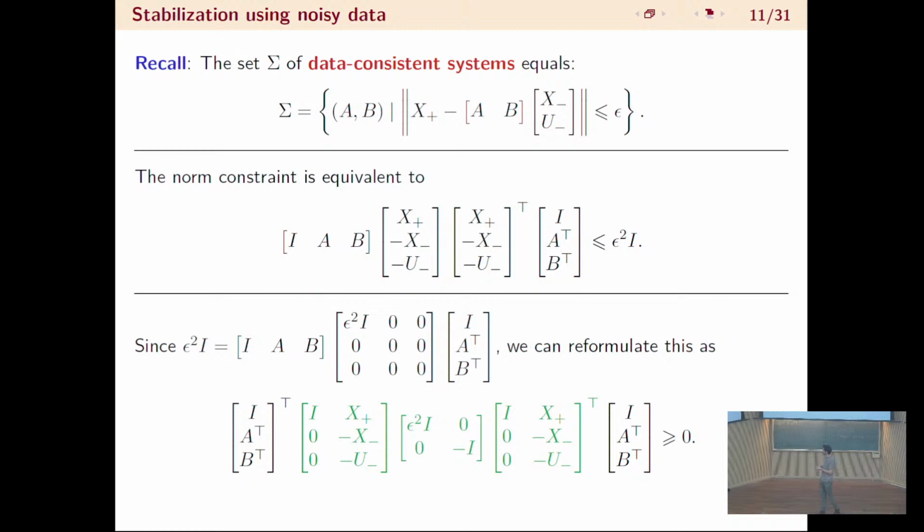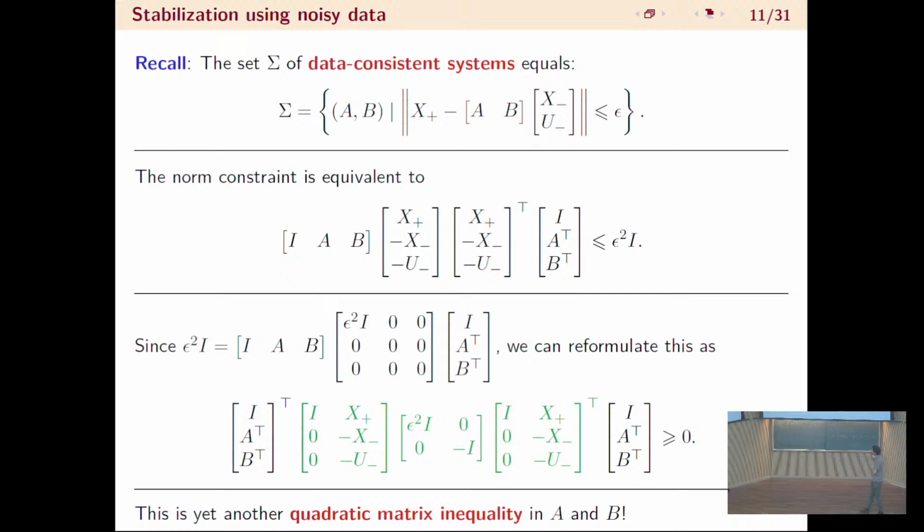This set of data consistent systems can also be written as a quadratic inequality in terms of A and B. The only thing that I do here is plug in this expression for epsilon squared identity, which is given by this expression. I plug it in over here, I take everything to the right-hand side, and then this is the inequality that you obtain. Nice. So we found yet another quadratic matrix inequality in A and B.